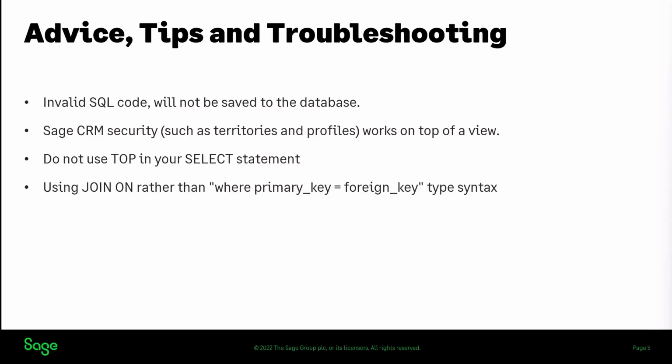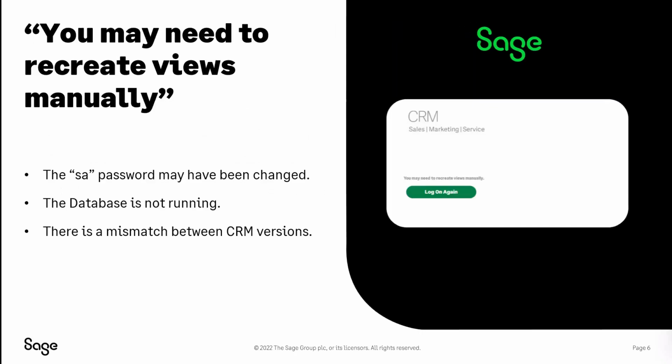This is due to security restrictions applied to the results in Sage CRM. Do not use top in your view select statement. And lastly, use join on rather than where primary_key equals foreign_key type syntax, as it is the preferred method for joining tables. Although uncommon, you may experience the message "you may need to recreate views manually" when attempting to log into Sage CRM.